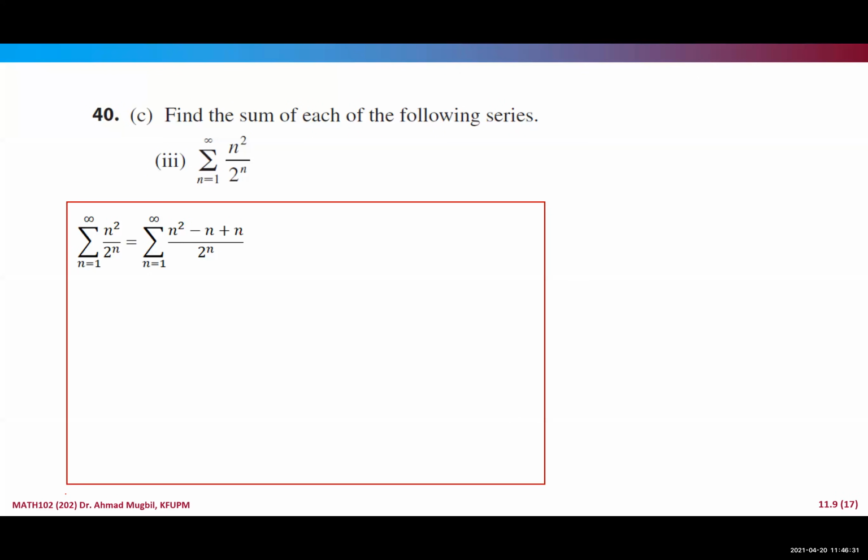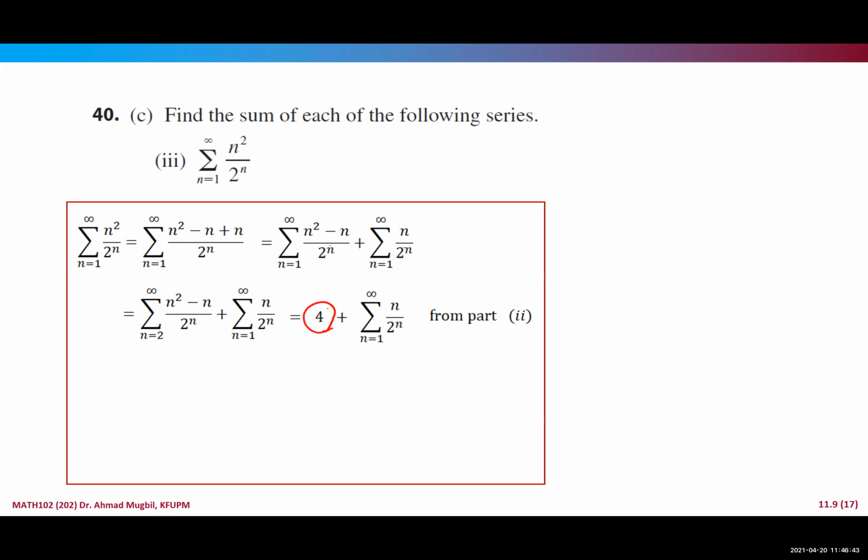Because it is convergent, and he is asking about the sum, I can separate. This one I have from the previous part. This one equals 4 from the previous part. What is the problem here is the starting. Here we want to start from 1, but in the previous example, part 2, we started from 2. If you put n equals 1 here, 1 minus 1, what will you have? 0.